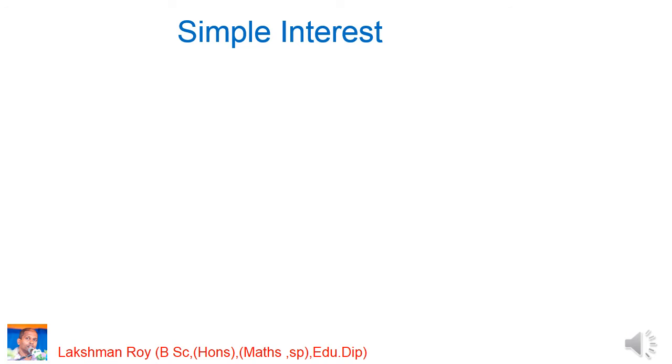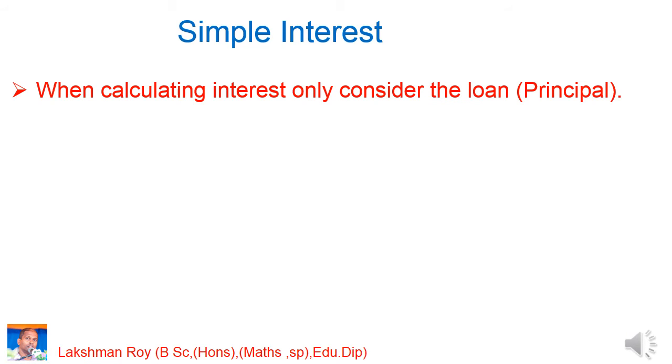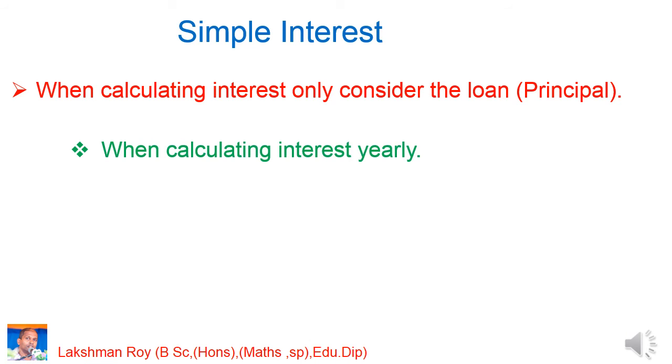So the simple interest is calculated, and later you can understand this one. When calculating interest, only consider the loan amount. So interest is always calculated on the loan. That is called the principal. So the loan amount is called the principal. We are considering only the loan.